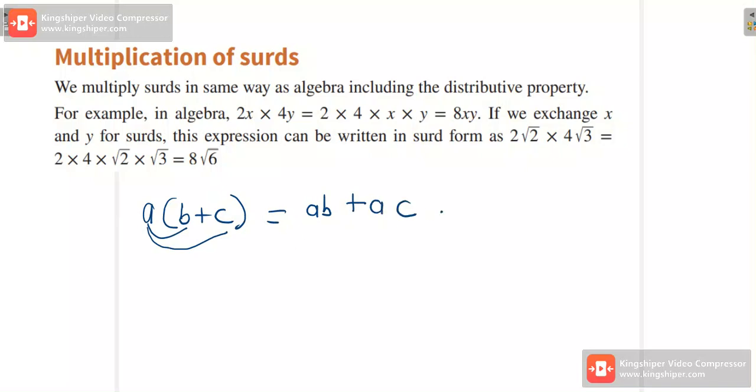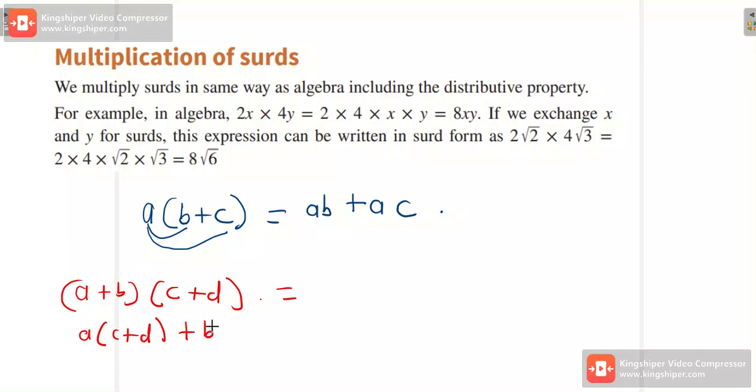Or if you have a multiplication of two binomials of the form A plus B times, let's say, C plus D, then we can use the A to multiply C plus D. Then plus we also use the B to multiply C plus D.